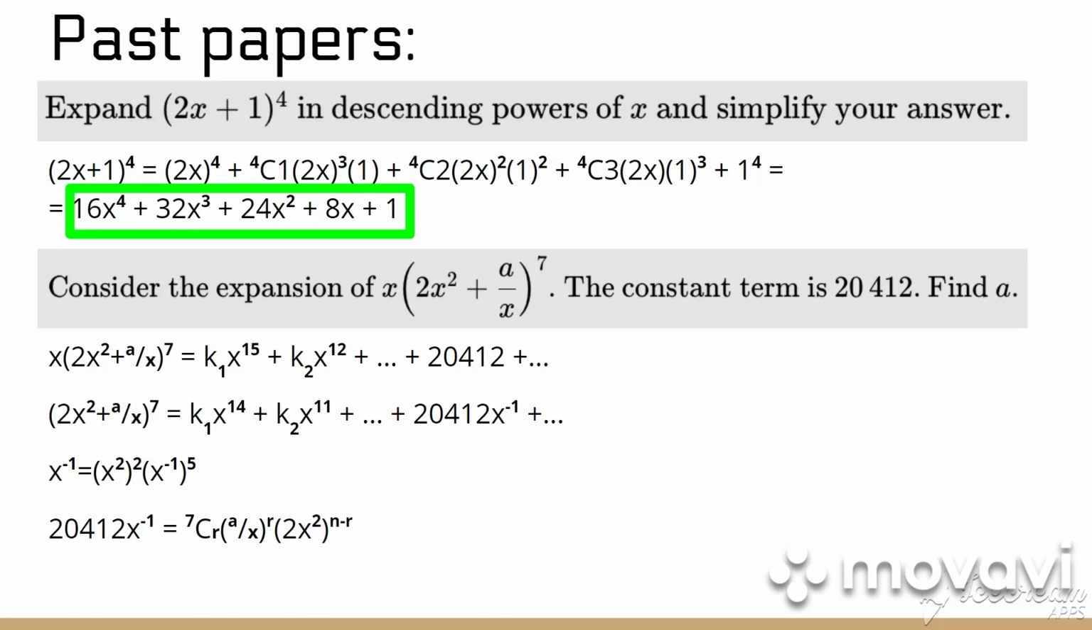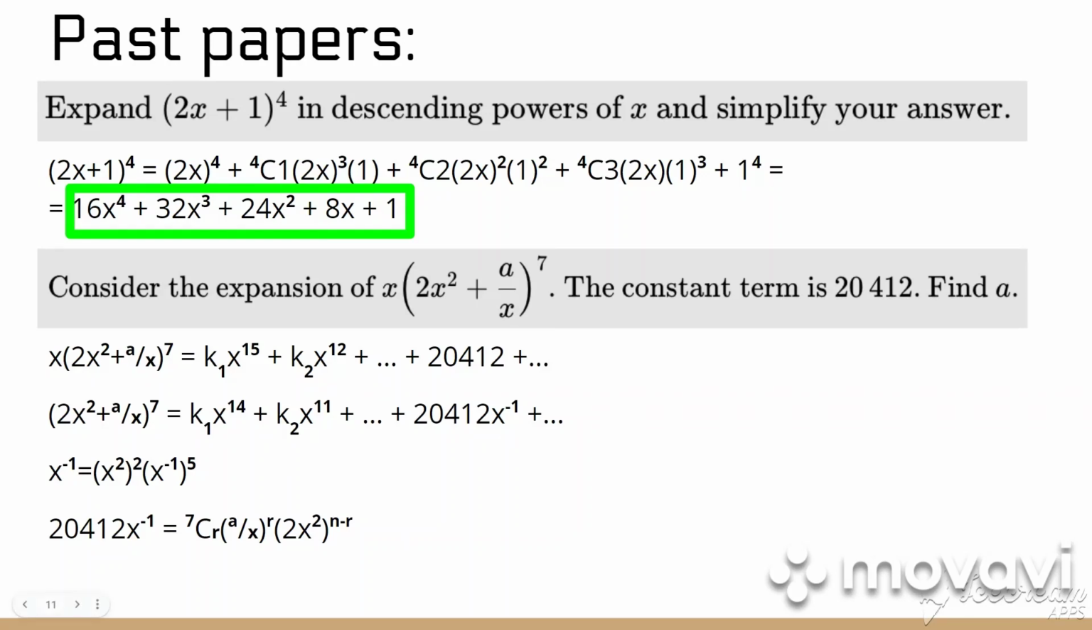So it will be x multiplied by this term to the 7th power is equal to the several terms, and there we have 20,412, and we divide both sides by x. We need to find how from these brackets to the power of 7 we need to get 20,412 x to the power of minus 1.